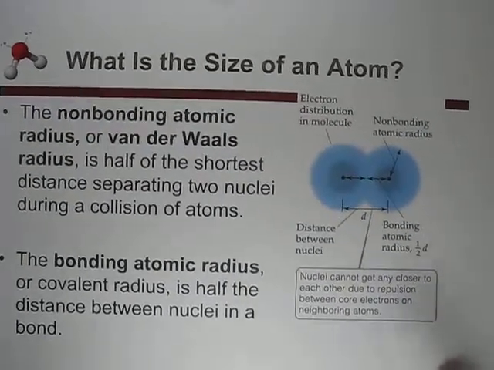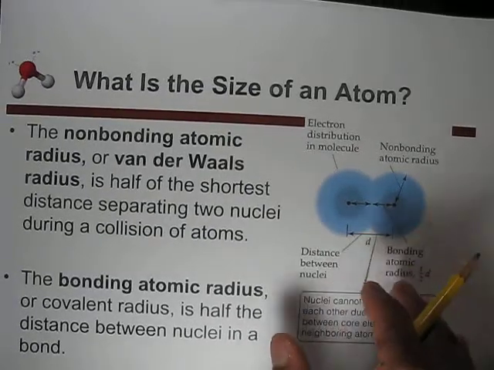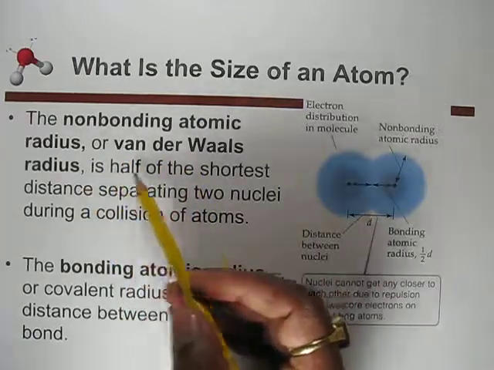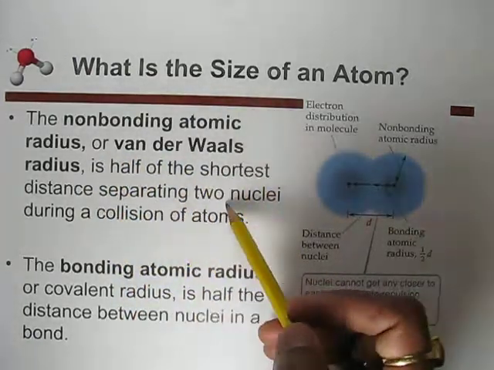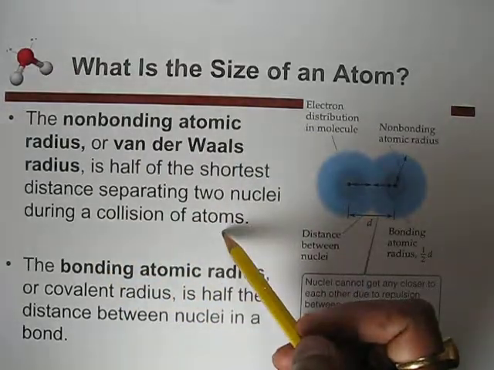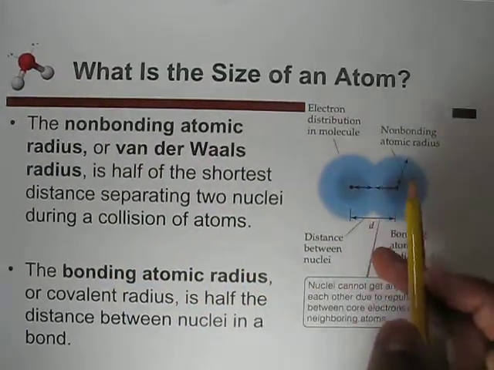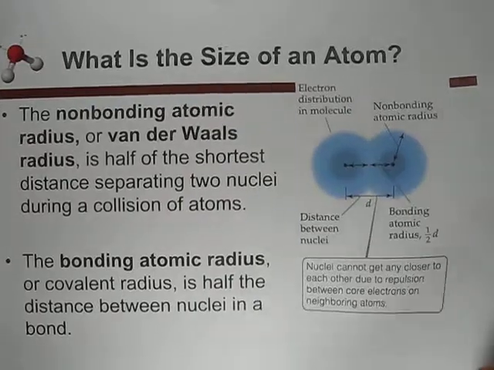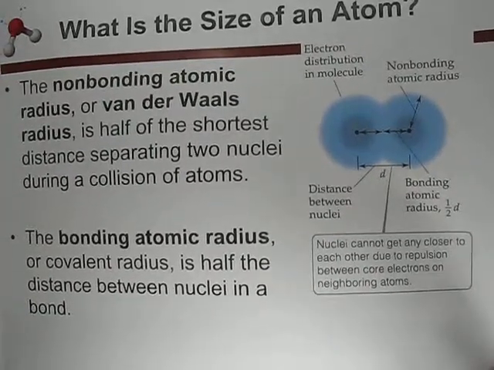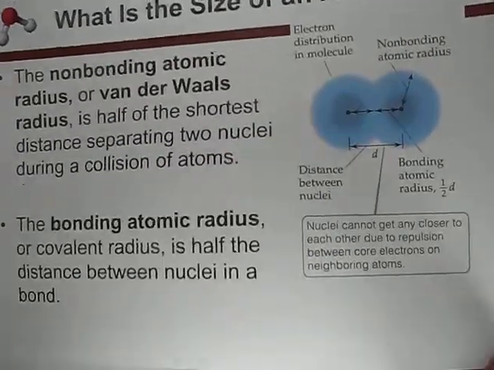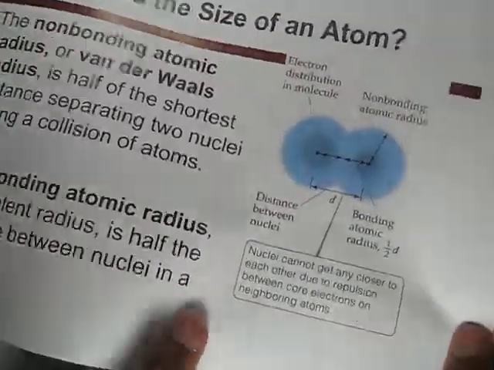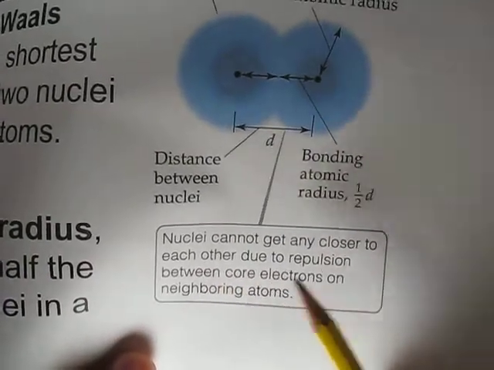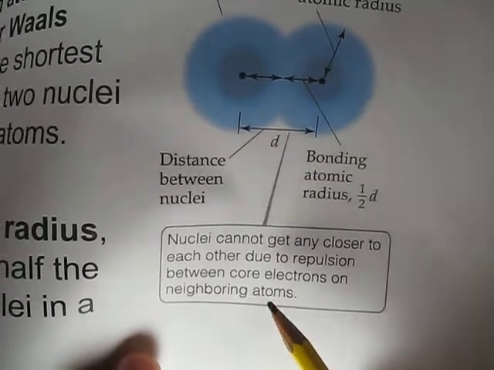And this is the size of an atom. This is the second property of atoms. The non-bonding atomic radius or van der Waals radius is half of the shortest distance separating two nuclei during a collision of atoms. The bonding atomic radius or covalent radius is half of the distance between the nuclei in a bond. This picture shows that the nuclei cannot get any closer to each other due to repulsion between core electrons on the neighboring atom.